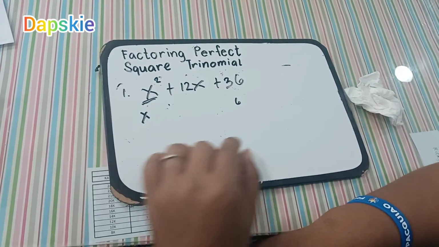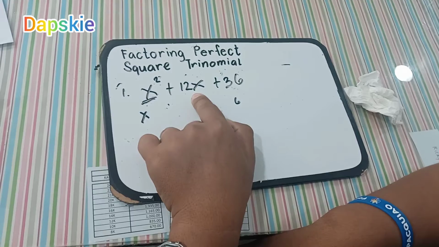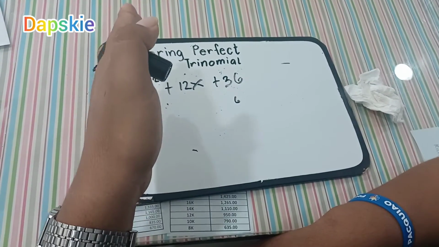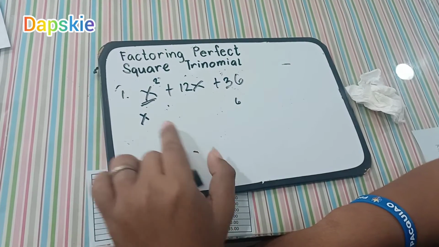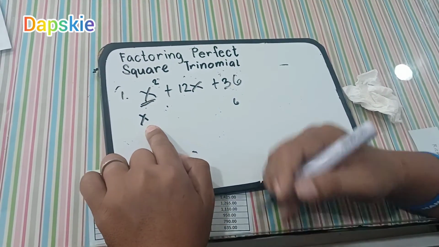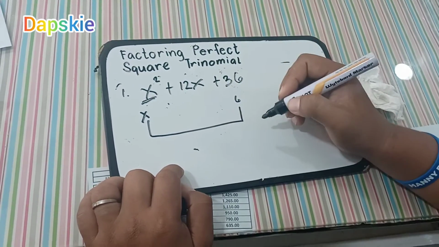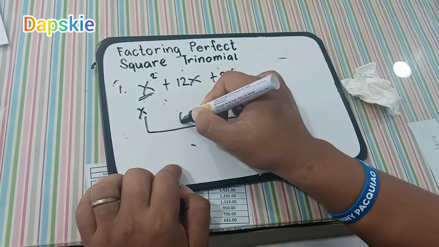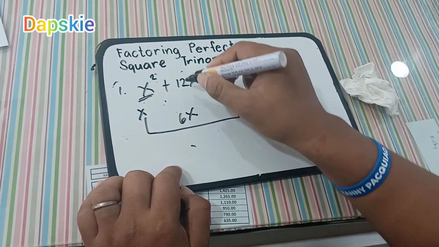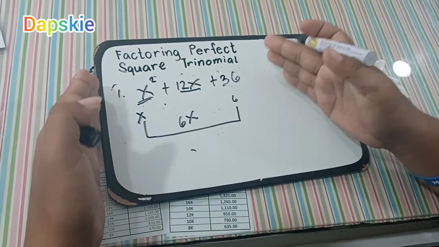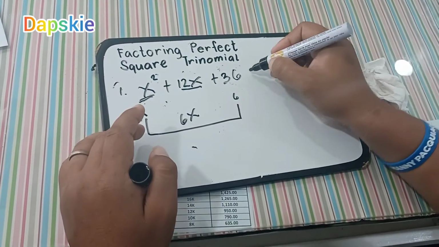And how to check in the middle? Multiply natin the square root of the first term and the second term. So x times 6, that is 6x. Multiply natin ng 2, that becomes 12x. So it means ito ay perfect square trinomial.